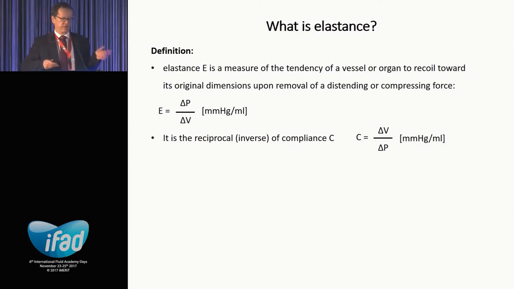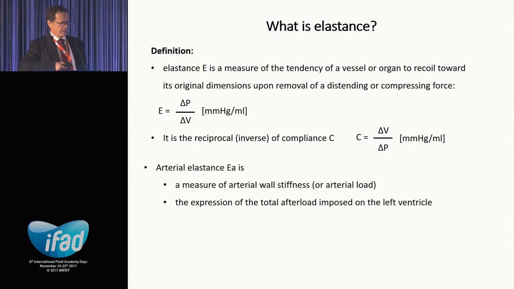So elastance in general is a measure of a tendency of a vessel or organ to recoil toward its original dimension upon removal of the distending or compressing force. And if you want to express this mathematically, it's the quotient of pressure difference and volume difference. And this is just the reciprocal of compliance. Compliance you might be familiar with, so elastance is just the other way around.